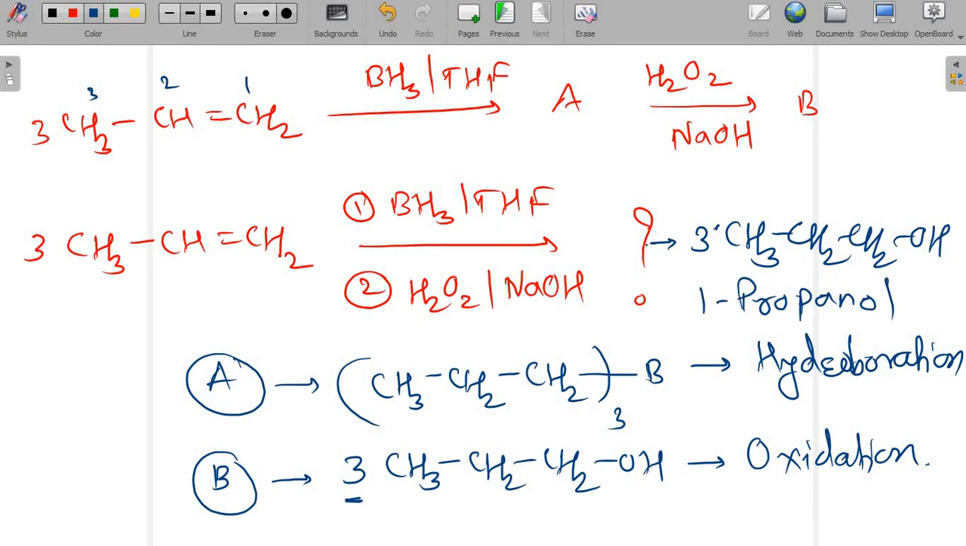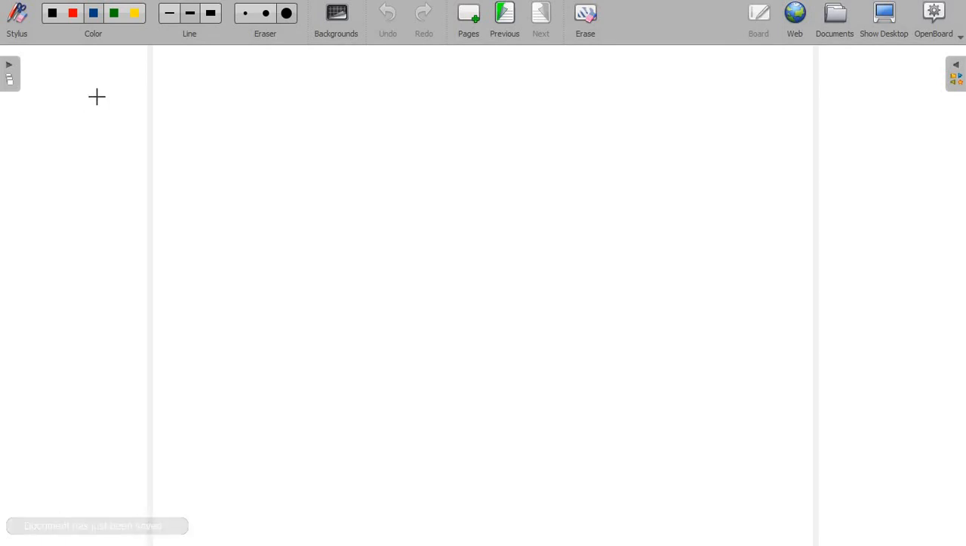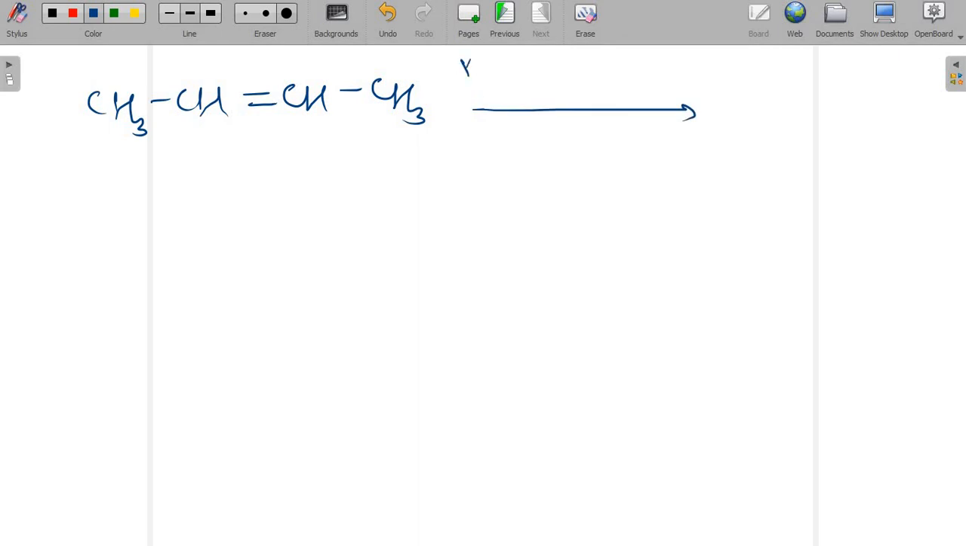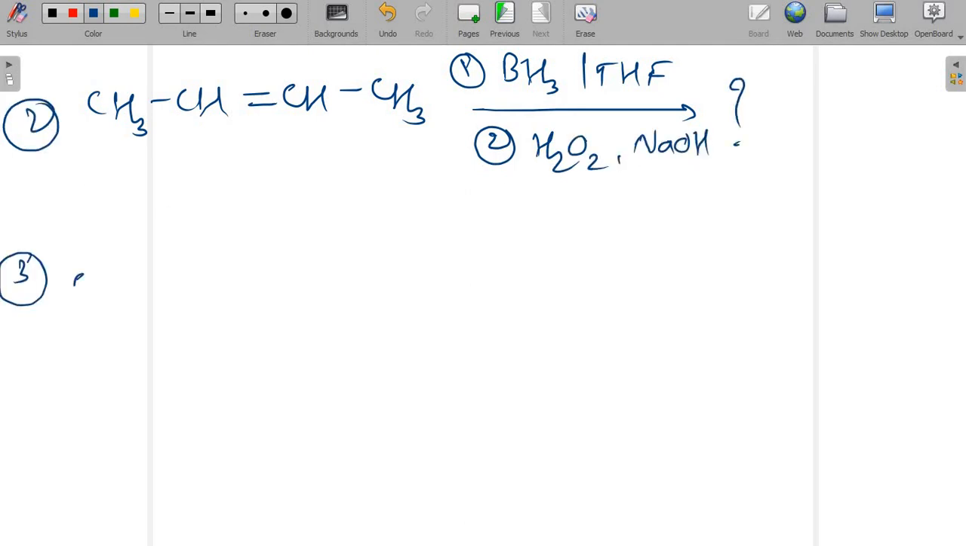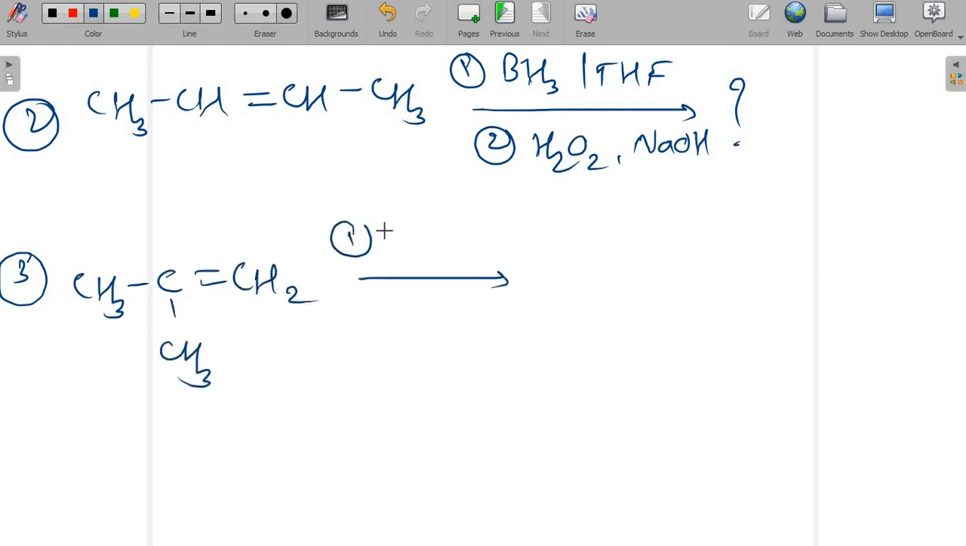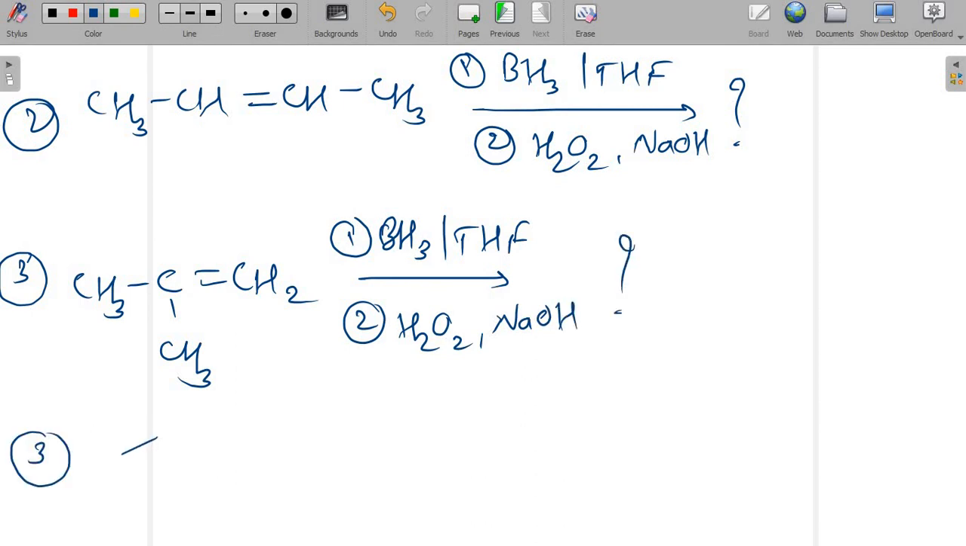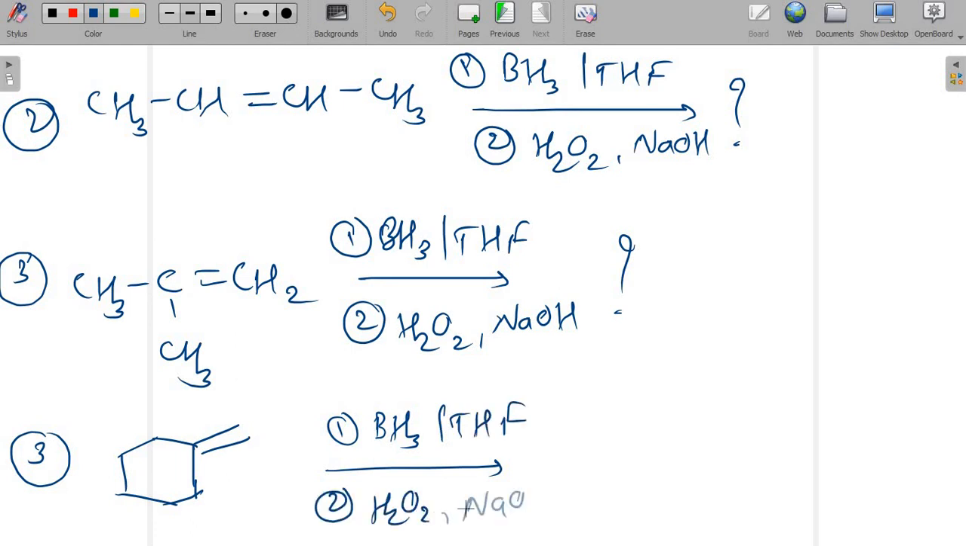Now we'll see more examples on this reaction. So here suppose CH3CH=CHCH3. This on reaction with first BH3 THF and second, that is H2O2 at basic condition. What is the product? Then suppose here CH3C(CH3)=CH2. This on first reaction with BH3 THF and second on reaction with H2O2 at basic condition. Third suppose, so this is the first step, that is BH3 THF and second H2O2 NaOH. What is the product? So we'll try to write down the products of this reaction.